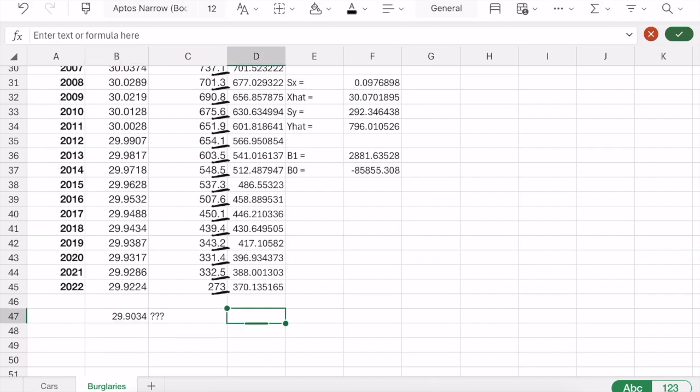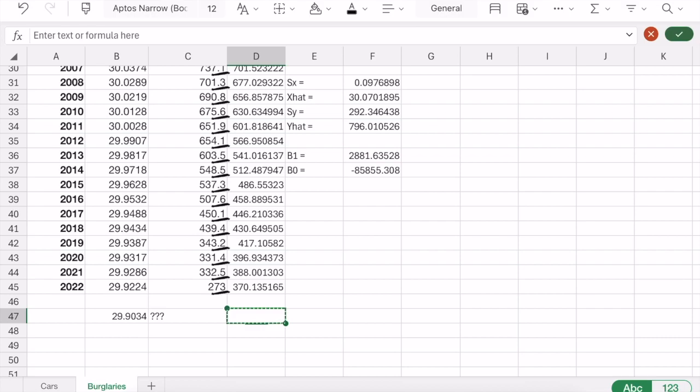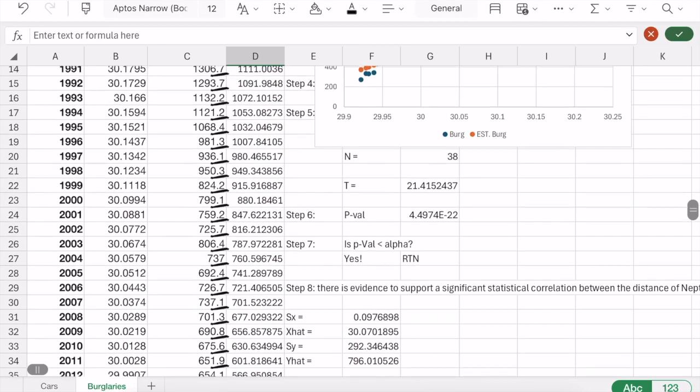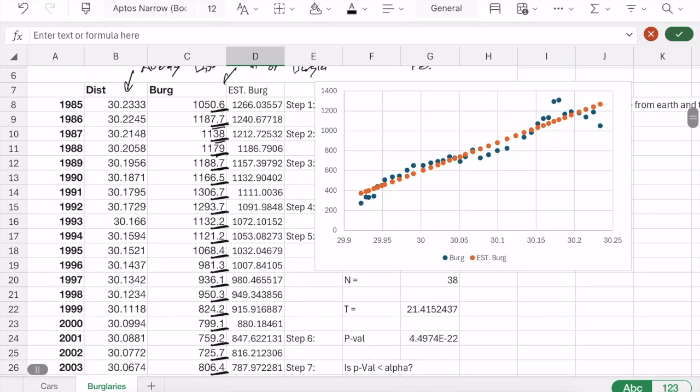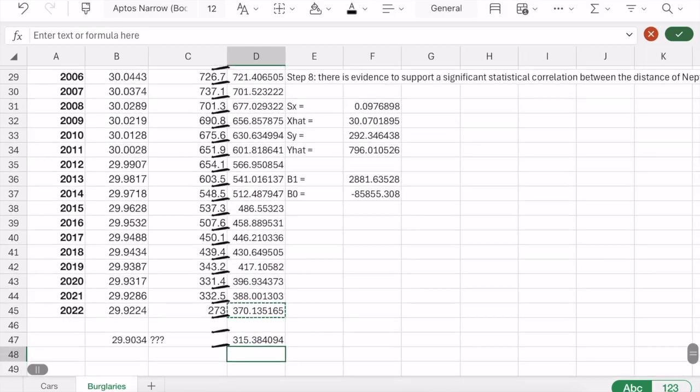All right. Equals, and you know what? I'm just going to Command C, put that here, Command V. Oh brother. Command C, copy, Command V. There it is. About 315 burglaries per capita. So that's what we're looking at there.